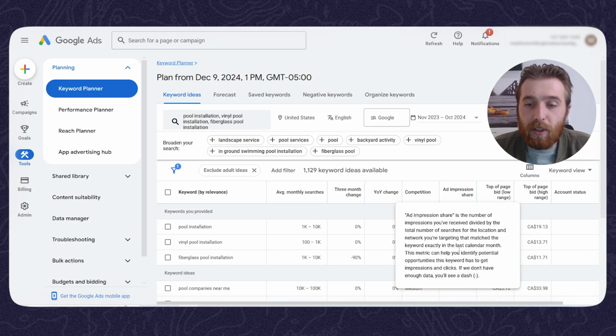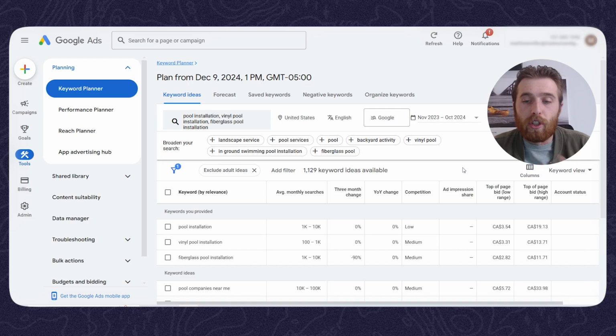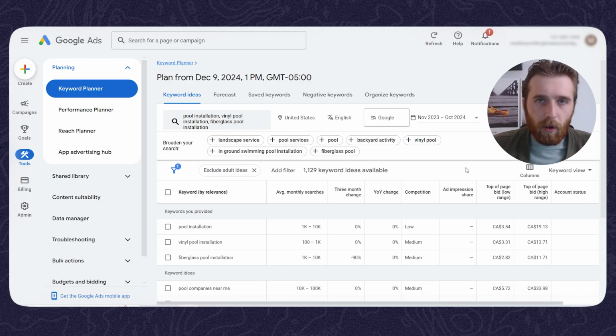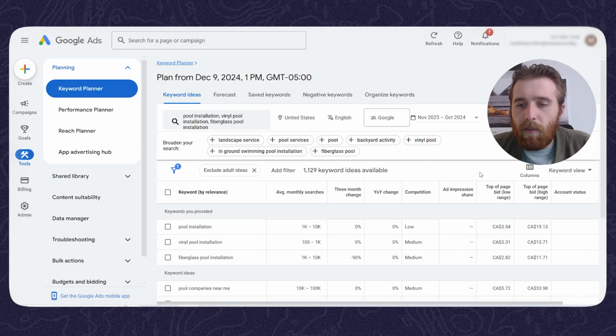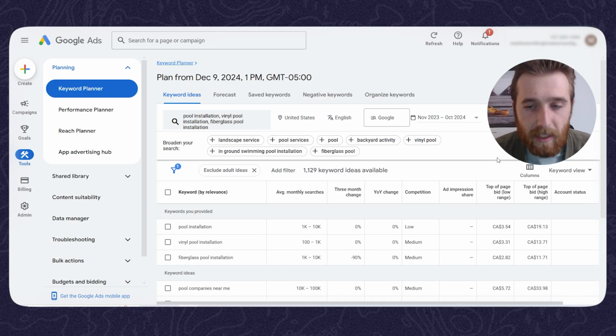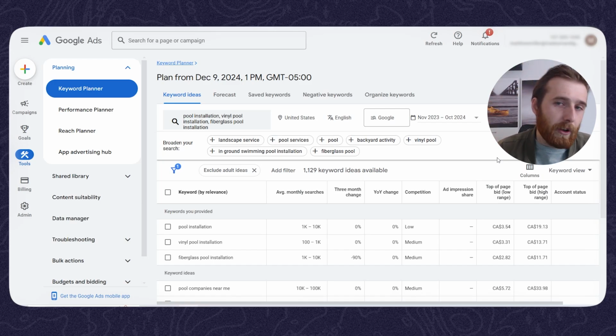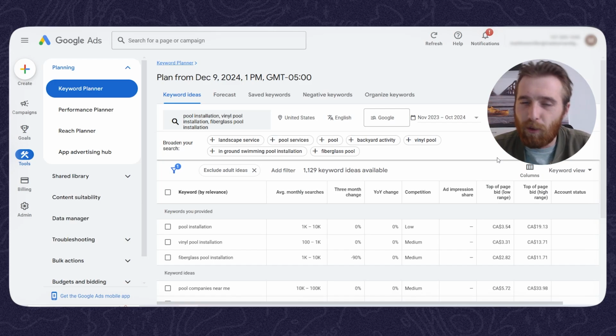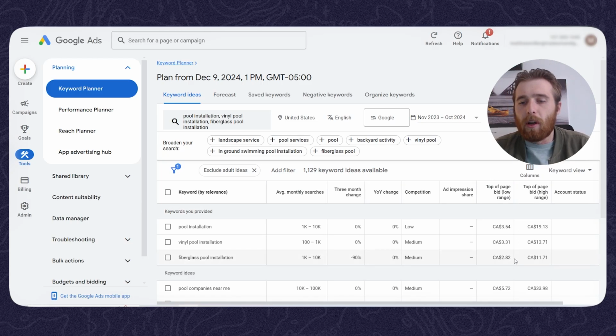Ad impression share will pop up if you're already running ads. It just shows what percentage of the total impression share you're getting, so how many times out of 100 your ad pops up compared to the overall total. The next ones are top of page bid range, low range and high range. This is essentially showing what it costs for your ad to appear in the top 3 spots. Of course, it could be lower if you're appearing at the bottom of the page, but normally you don't want that. I like to aim somewhere in the middle here.